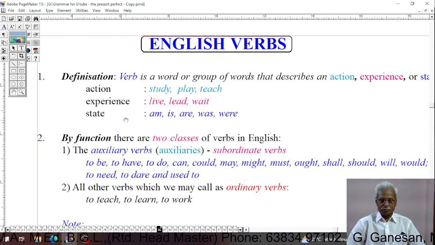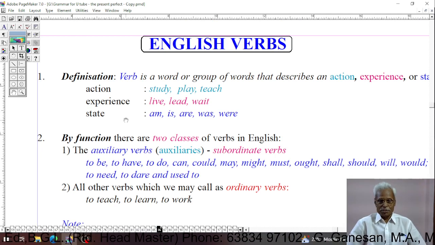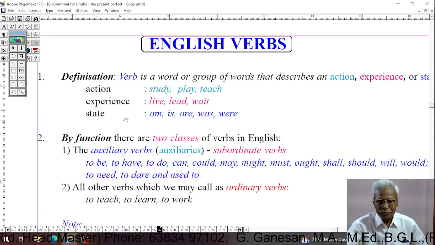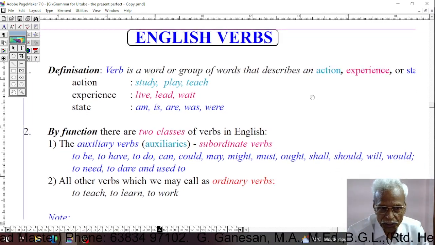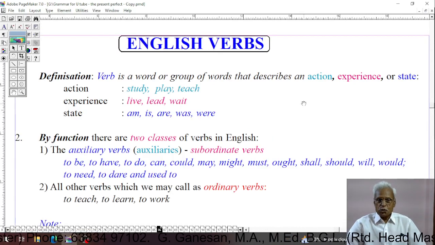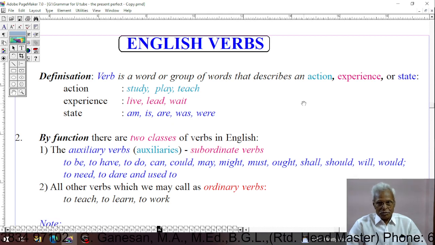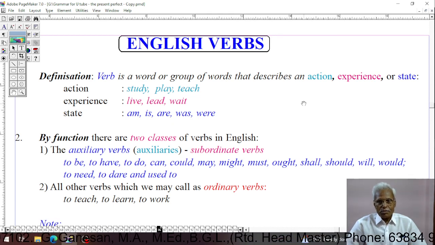Dear students, let us see English verbs. Definition. What is a verb? That is the first question. Verb is a word or group of words that describes an action, experience or state.